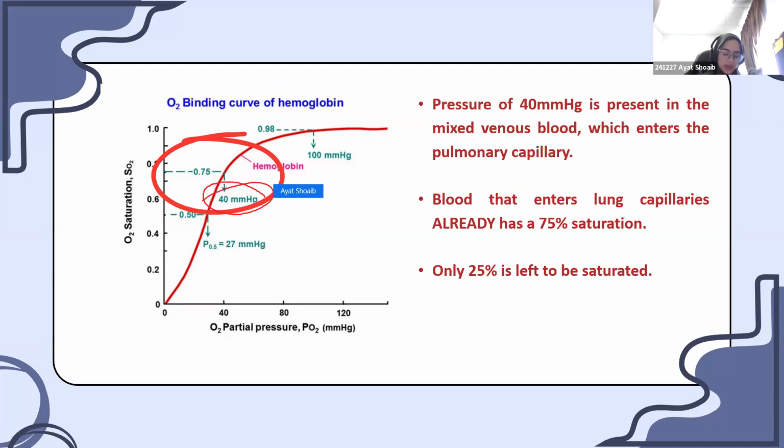This pressure is present in the mixed venous blood, which enters the pulmonary capillary. So this blood has a 75% saturation. Okay, it already has oxygen. 75% of it already has oxygen, and only 25% has to be saturated. So this is kind of crazy, right? Why does it even come to the lung if 75% of it is already saturated? Like it doesn't need it, right? The point here is, let me go here.